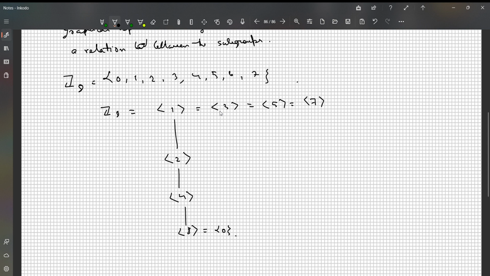Because you can notice the following fact if you have enough knowledge about Z mod nZ, or Zn to be precise. If you have G to be the group Zn, we can also take it to be isomorphic to the group Z mod nZ.